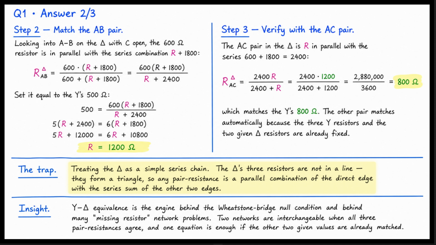The transferable insight: in any problem where 2 3-terminal networks must be interchangeable, write the pair resistances of both and match them. With 3 given resistors per network, matching one pair is enough and the other 2 fall out automatically. This same logic drives the Wheatstone-Bridge null condition, which you may meet again later in the course.